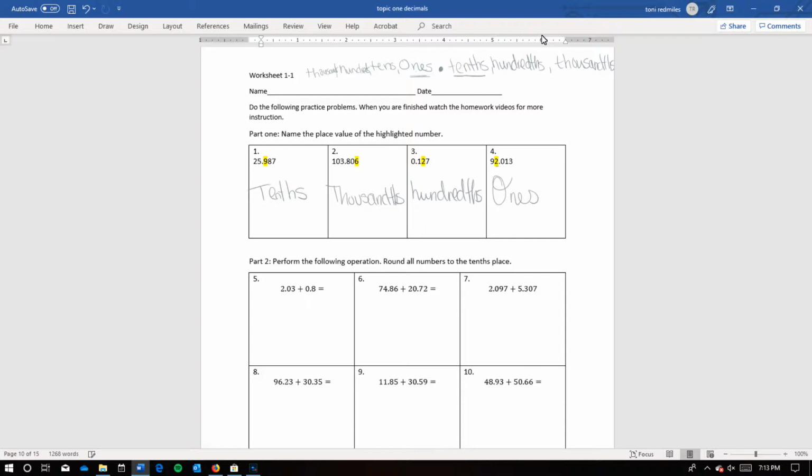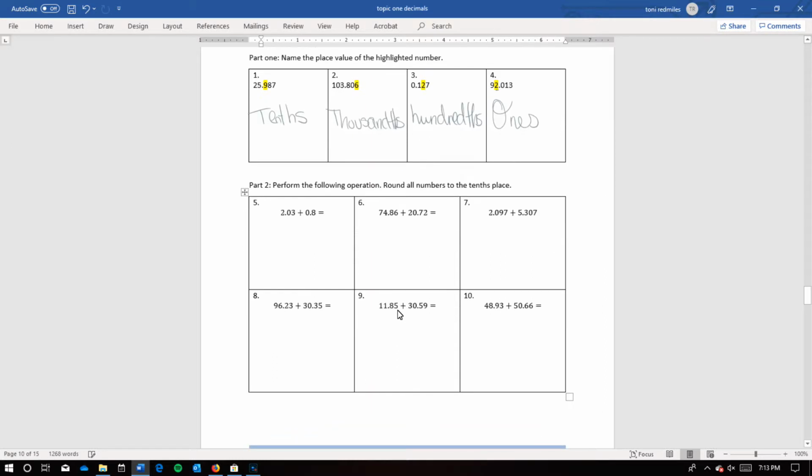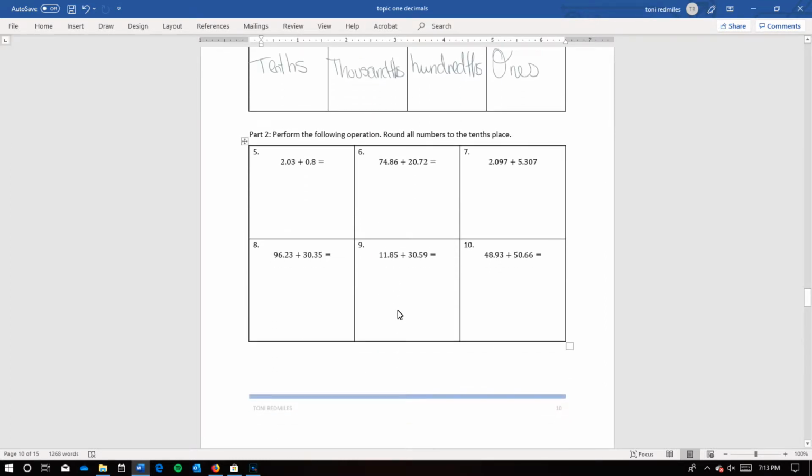Okay? All right, so now we can do some addition of decimals. Remember, with anything to do with adding and subtracting, we have to have something that's alike, and in decimals, that is its place value. So I usually do this.